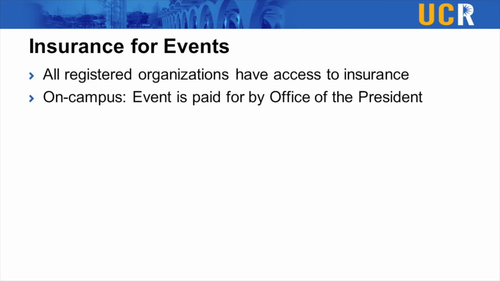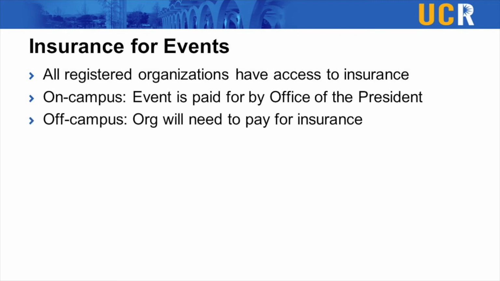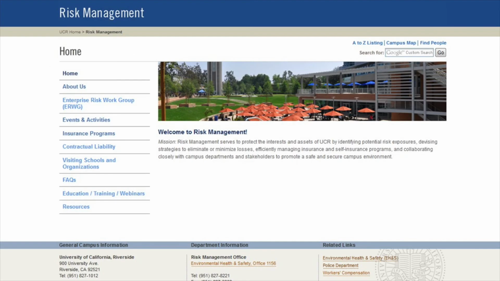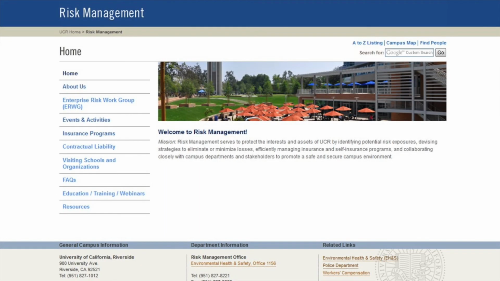If your event is occurring on campus, the insurance is paid for by the University of California Office of the President. If your event is happening off campus, you might be asked to pay for insurance coverage. So consider how often your events happen off campus and make sure to include that in your budgeting for the year. On the screen, you'll see information for our risk management office, and they can help you troubleshoot ways to lower the risk at your events, and they can help you navigate registering for insurance.